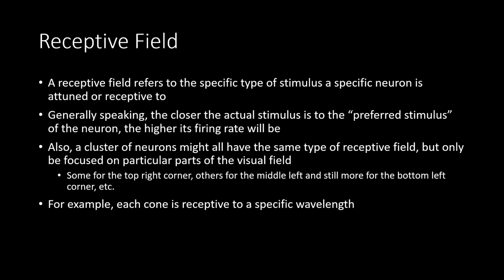Now, an example of receptive fields before we get into our line detectors is that each type of cone is receptive to a specific wavelength. It doesn't mean that they don't fire for the other wavelengths, but they fire most for the wavelength they prefer and less so as you move away from the wavelengths that are the preferred ones for those cones or photoreceptors. And of course, they don't actually like it in the sense that human beings like things. We just mean preferred in the sense that that elicits a maximal response from that photoreceptor.